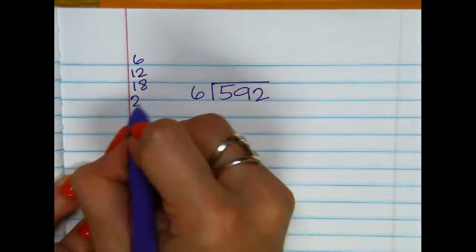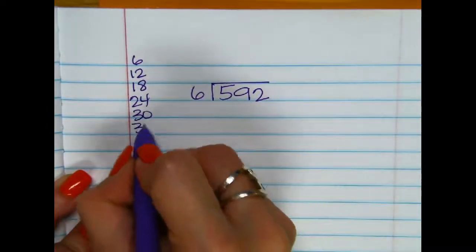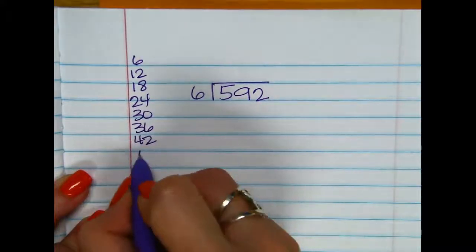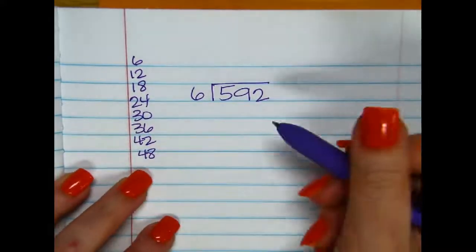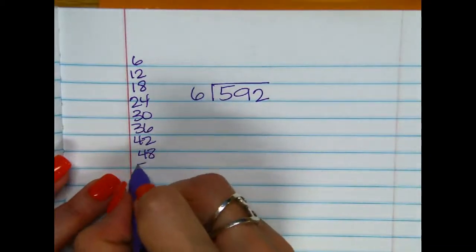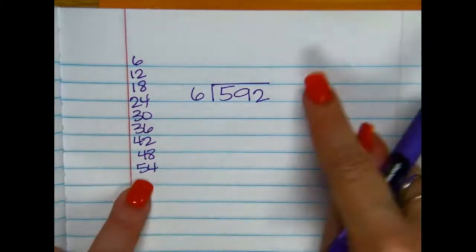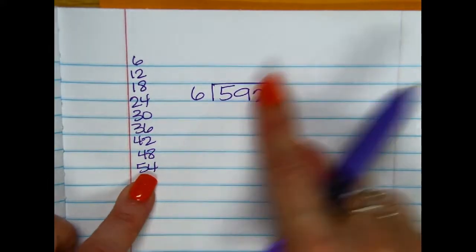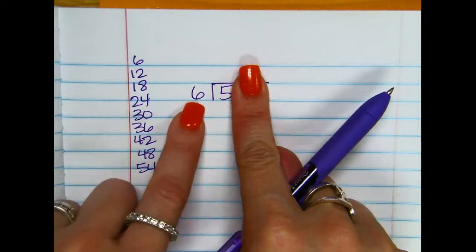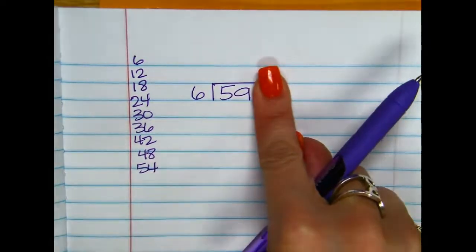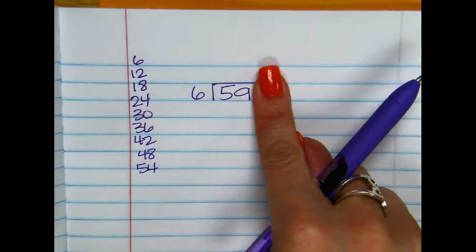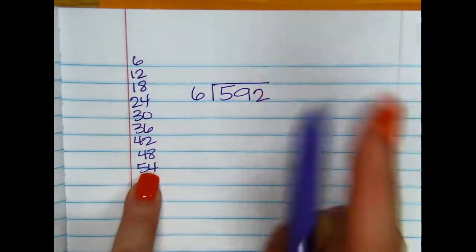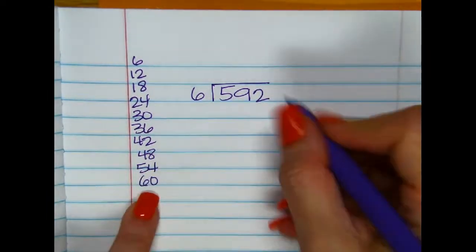6, 12, 18, 24, 30, 36, 42, 48. That might be, no, we need to go further. 54. I think that's going to be good. Okay, let's look at the first digit. Well, if we have 5, can we make a group of 6? No, so we really do need to look at the first 2 digits there. So that's 59. The closest nearby multiple of 6 is going to be 54 because we don't have 60, do we? We don't have 60.